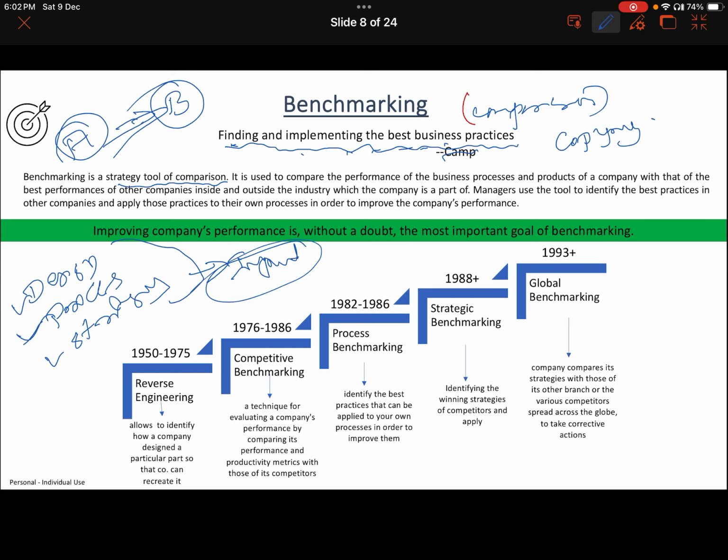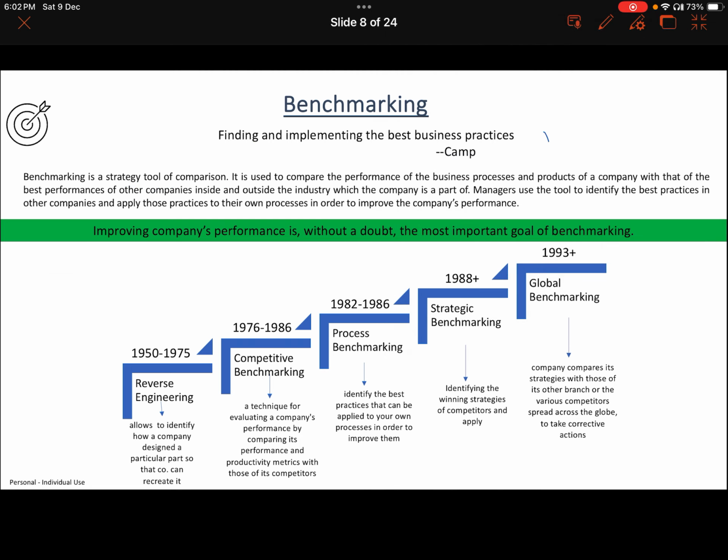It is a strategy tool of comparison. It compares the performance of the business with how competitors are doing and what they are doing. Managers take the best practices from those competitors, or within an organization from one department to another. So benchmarking is all about taking best practices from competitors or internal departments. If they are doing something good, then follow it.